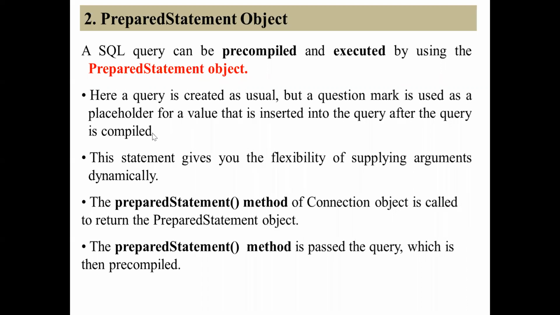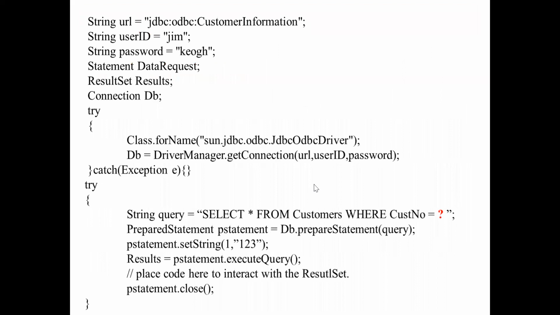So I can show you an example. Here, the URL is jdbc:odbc with the customer name, the user ID is Jim and the password is KEOGH, the statement is the data request, the result set is result, and the connection is DB. Then I use a try-catch exception. Class.forName of sun.jdbc.odbc.JdbcOdbcDriver means the backend is Access.